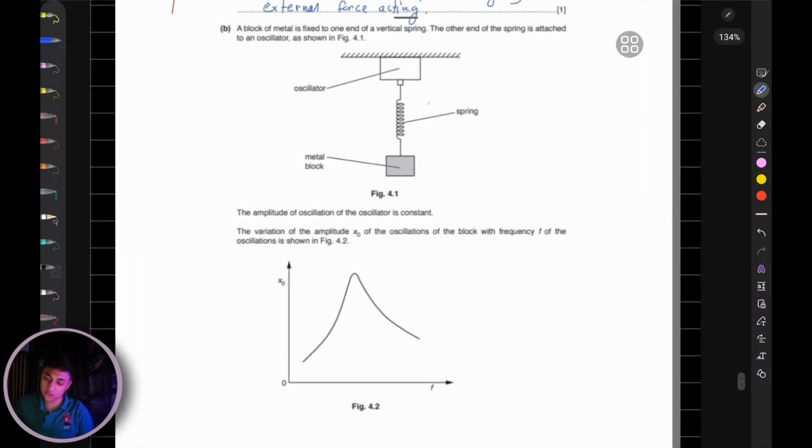The variation of the amplitude of the oscillations of the block with frequency f of the oscillations is shown. Therefore, they're telling you the amplitude at which this oscillator is going to move up and down is constant. However, what is varying is the frequency of this oscillator, the frequency at which it moves up and down. The frequency is changing, not the amplitude of the oscillator. Now, the amplitude or displacement of this metal block is plotted against the variation in frequency of this oscillator. So, with change in frequency of this oscillator, how will the amplitude x naught of the metal block movement change? That is what is plotted over here, right?